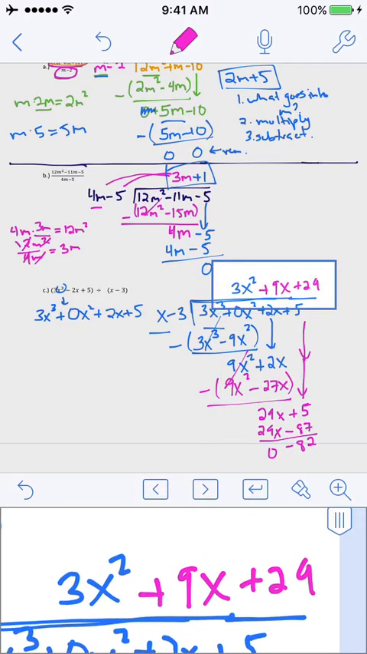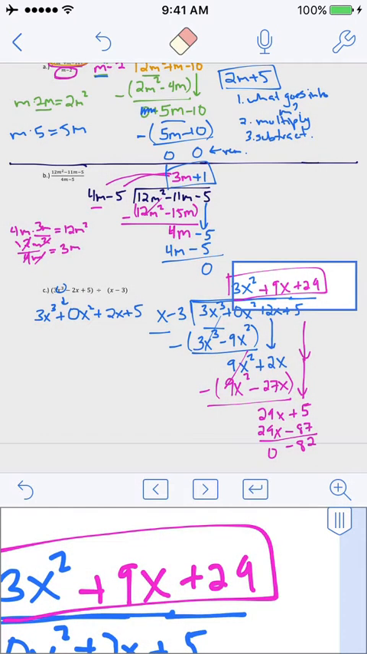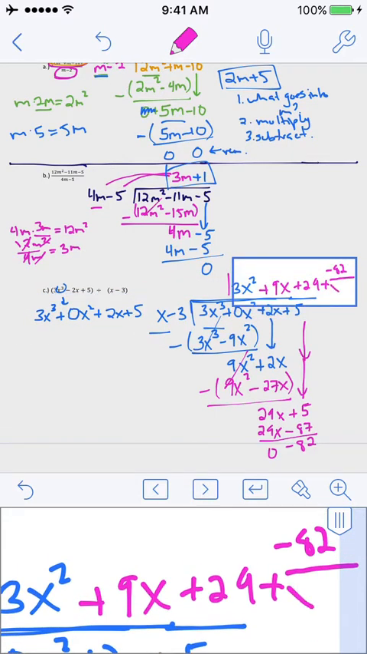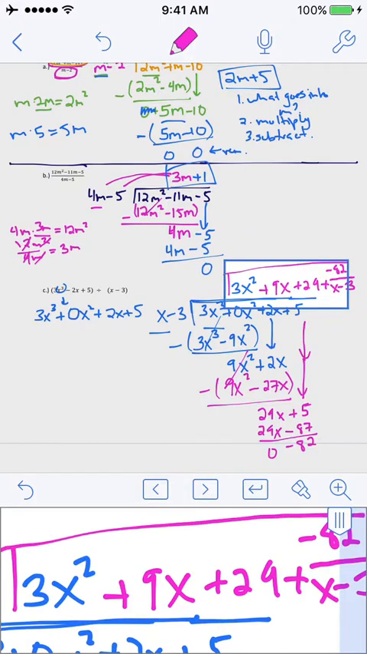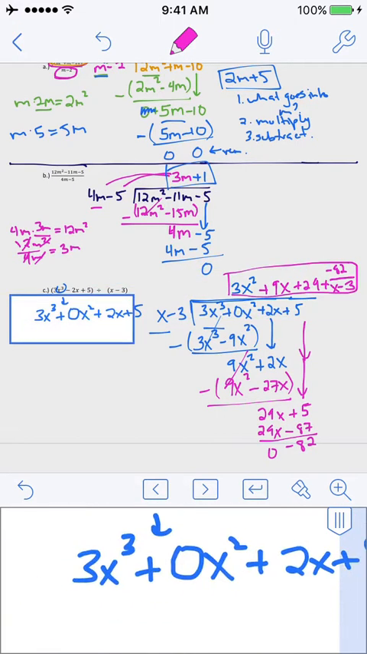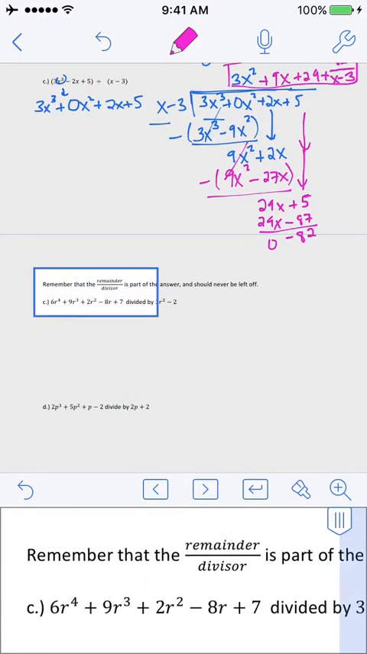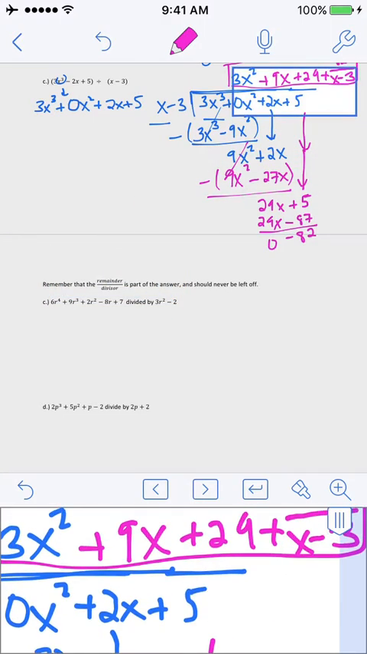Well, this is still my quotient, and that's awesome, right? But over here on the end, I'm just going to tack on to my answer a plus that negative 82 over my divisor. If you remember that from way back when, that's how you'd write a remainder. Negative 82 divided by x plus 3. That's the remainder, and now we have our quotient. Alrighty. So the remainder over the divisor is what you tack on to the end, and that part should never be left off.